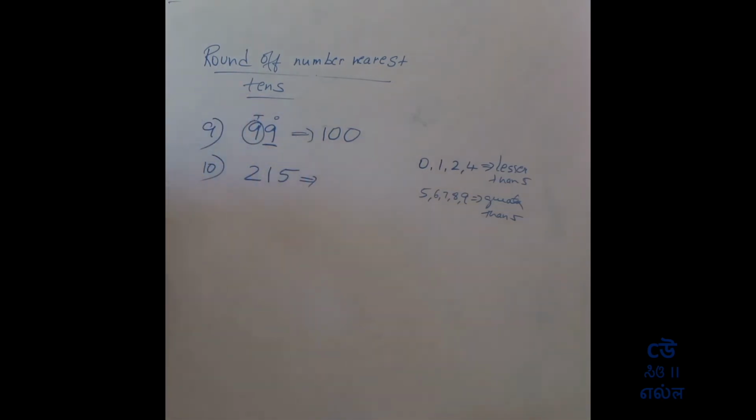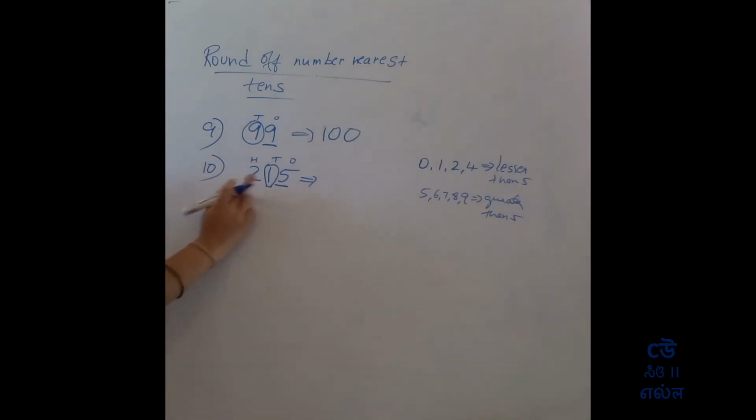Here also we have to round off the number to the nearest tens. First, write the place values, that is ones, tens and hundreds. Here, as it is the tens place value, we have to circle the tens place. Understood, children? First you have to circle the tens place and consider the right hand side of the tens place, that is the ones place. Okay. Don't do anything for the hundreds place.